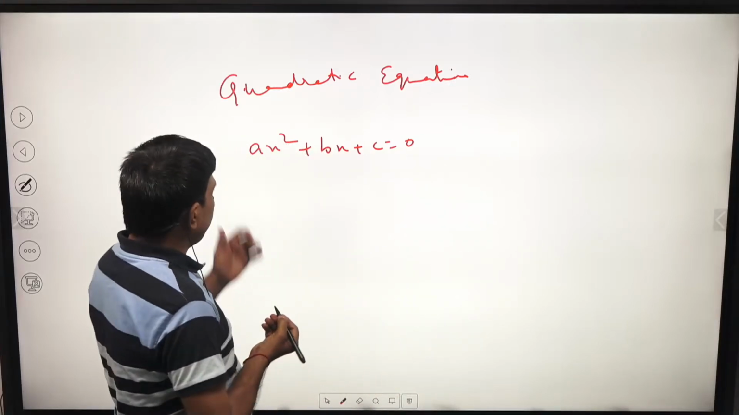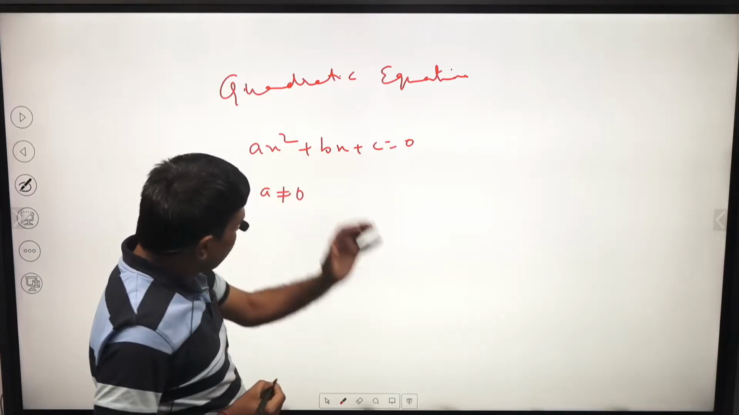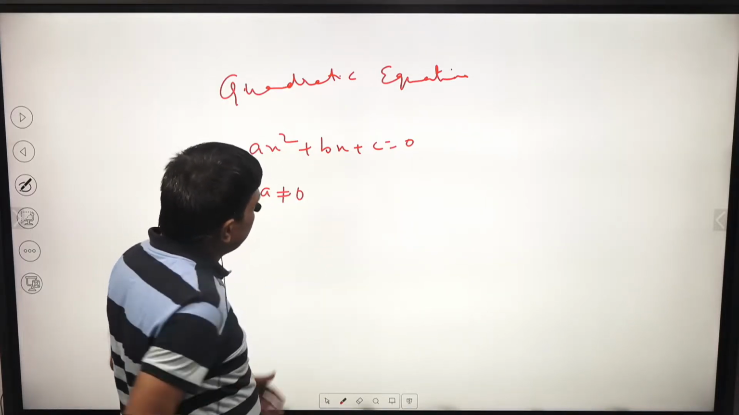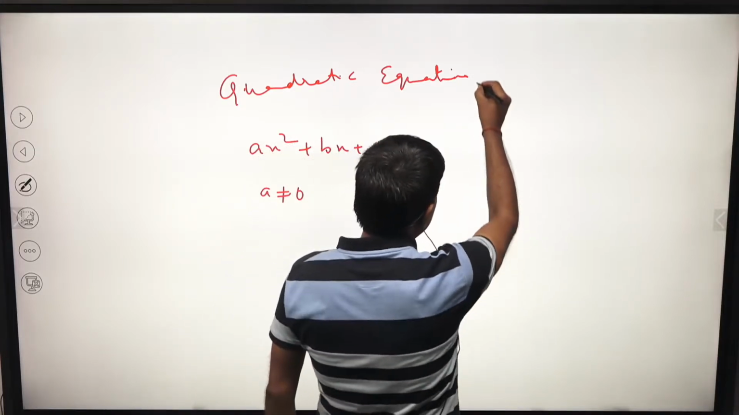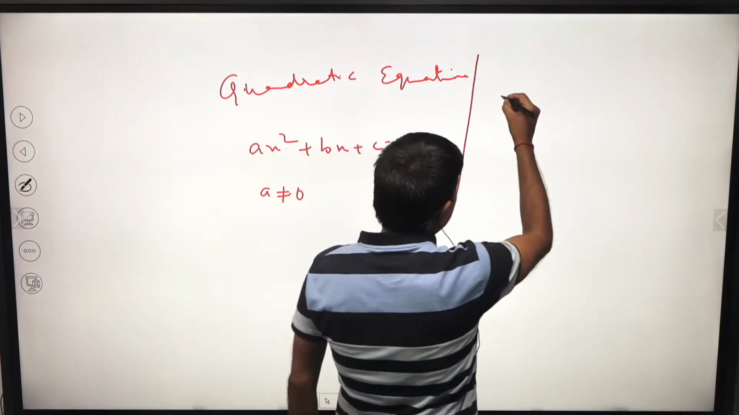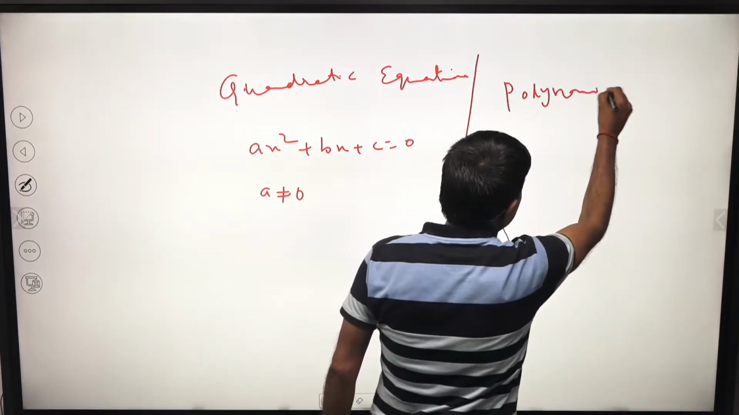When a is not equal to 0, it is said to be quadratic. Otherwise, if a is equal to 0, it becomes a linear equation. This is part of polynomials.